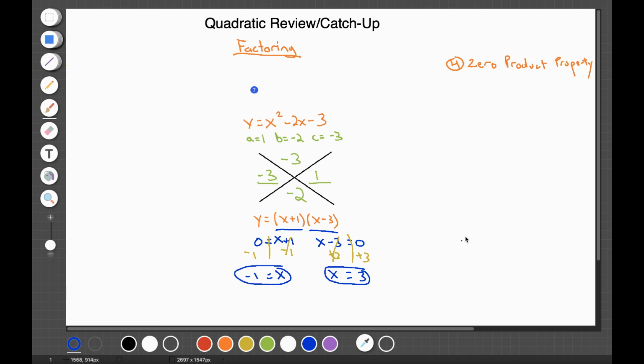These are the zeros. And as a quick refresher, what that means is that if I were sketching this graph, which is our goal, I know that the zeros are going to be here and here, at x equals negative 1 and x equals 3.